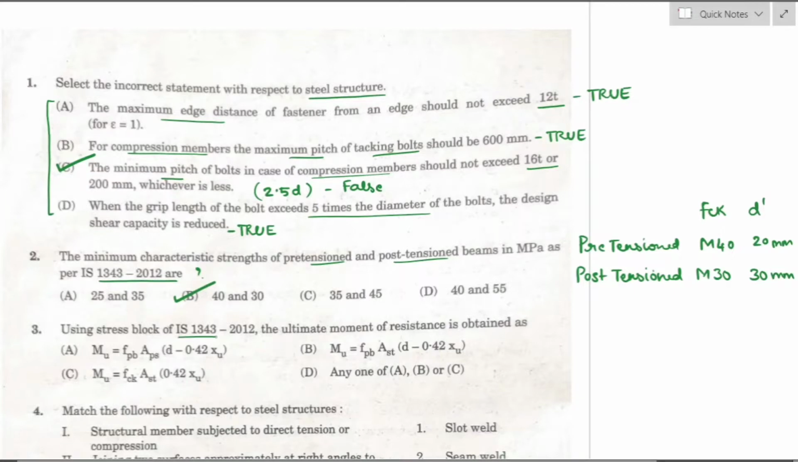Question number 3. Using stress block of IS 1343-2012, the ultimate moment of resistance is obtained as option A. Mu is equal to FPB APS into D minus 0.42 XQ, where FPB is the tensile stress in the tendon at failure, APS is the area of pre-tensioning tendons in tension zone, XQ is the neutral axis depth, and D is the effective depth of the center of the steel area.